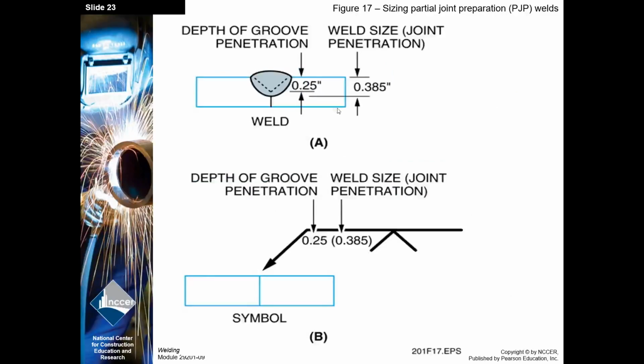All right, so here's what we talked about before on the depth of preparation, right? Depth of groove. This is how far I prepared it. I beveled it 1/4 inch down, but I'm going to fill it roughly 3/8 deep. I'm going to bite past the preparation there. So I put the size of the weld in the parentheses, and the depth of preparation outside.